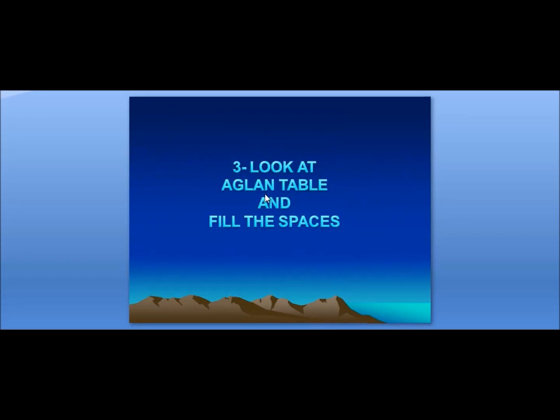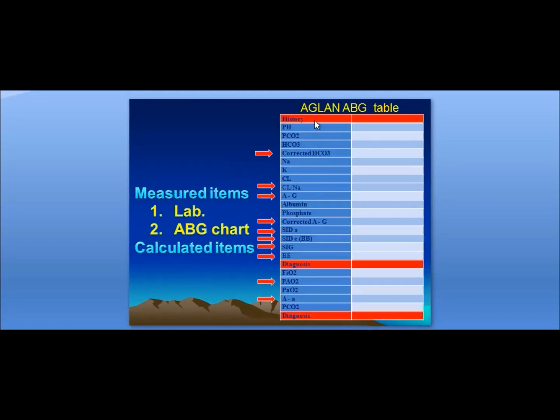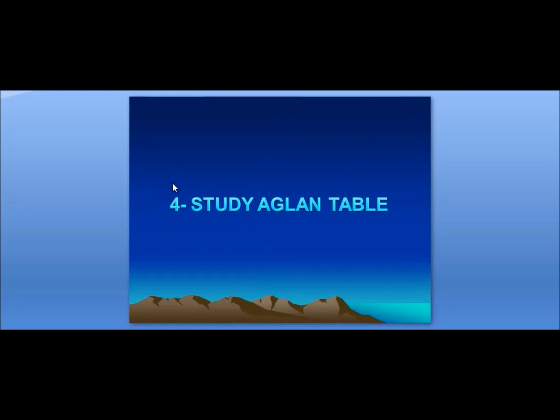Number 3, look at the Aglan table and fill the spaces. These spaces are 2. Number 1, the measured items will be taken from the lab investigation and the ABG chart. Then the calculated items with these red arrows, you have to calculate before starting the Aglan ABG table. Number 4, study Aglan table.